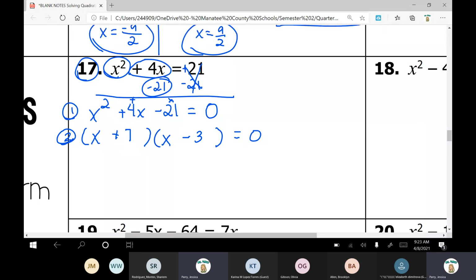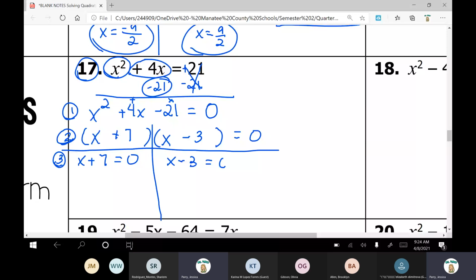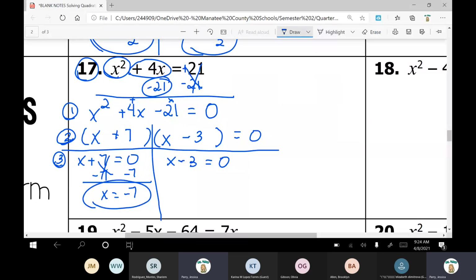Now let's do step 3. We're going to set each factor equal to 0. Got the x plus 7 equal to 0 and the x minus 3 equals 0. And then we're going to solve for x, so minus 7. So x equals negative 7. There's part of our answer. And then over here, add 3. So x equals 3. That was step 3.